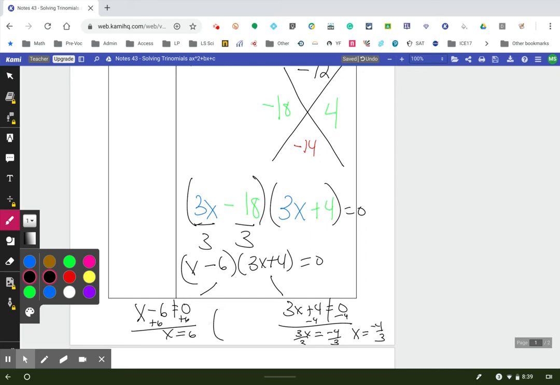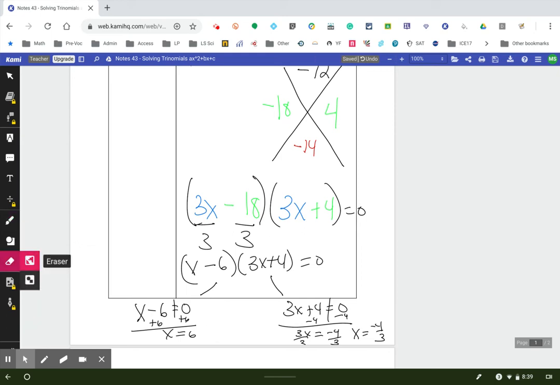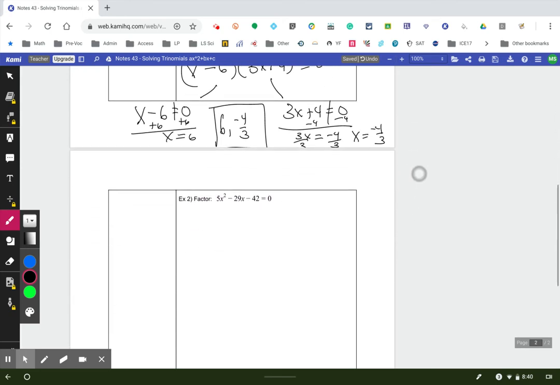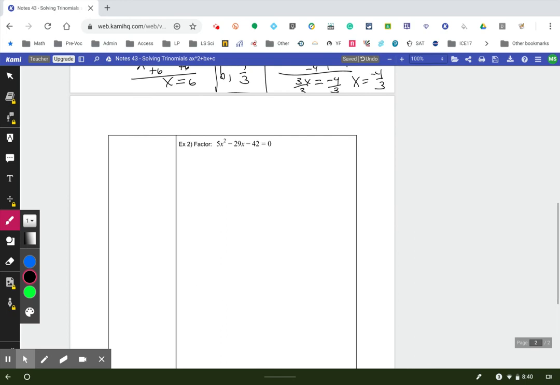Now remember, my math lab wants you to have those, not in a parenthesis, but your answers separated by commas. So you'll have 6 and negative 4/3. And that's your answer. All right. So we'll do the next one. And then I'll give you guys some hints on some of the homework to do. And we'll go from there.